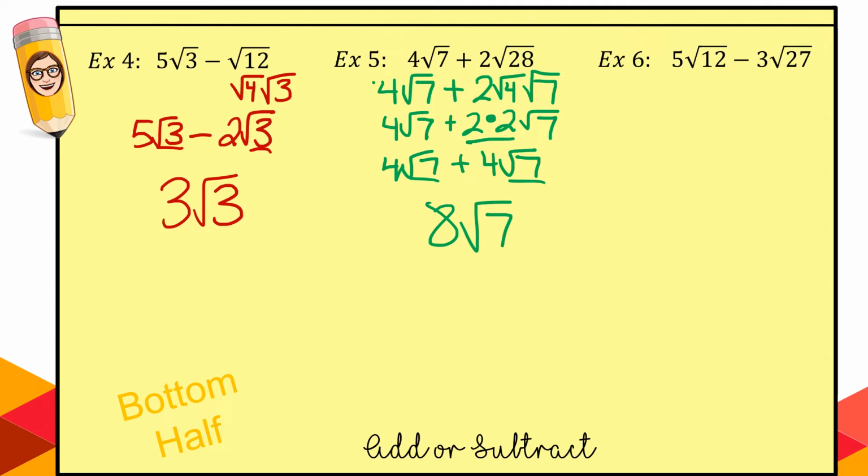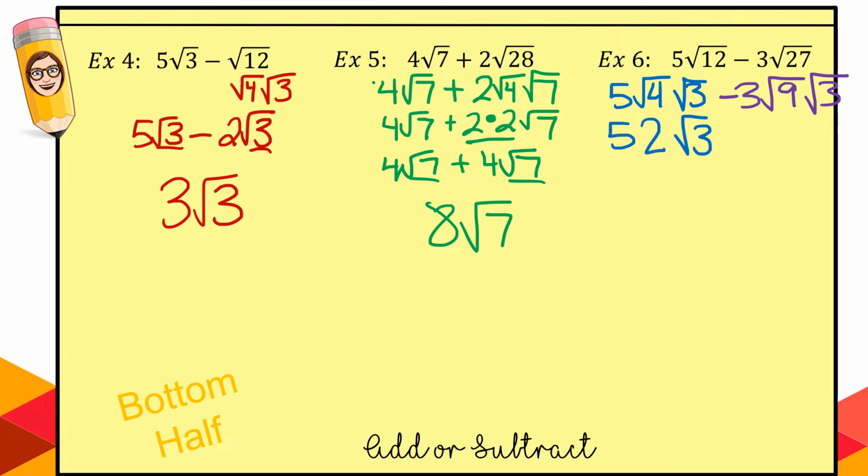Example 6. We have to take care of both of them. I'm going to kind of treat it like separate problems for a moment. The 5 hangs out, the 12 breaks down. The -3, 27 breaks down. Square root of 12 breaks down to 4 and 3. Square root of 27 breaks down to 9 and 3. Square root of 4 is 2, not square root of 2, just 2, and that looks weird. It shouldn't be 52, it should be 5 times 2. Square root of 9 is 3, and that looks weird, so we put a dot. It implies multiplication.